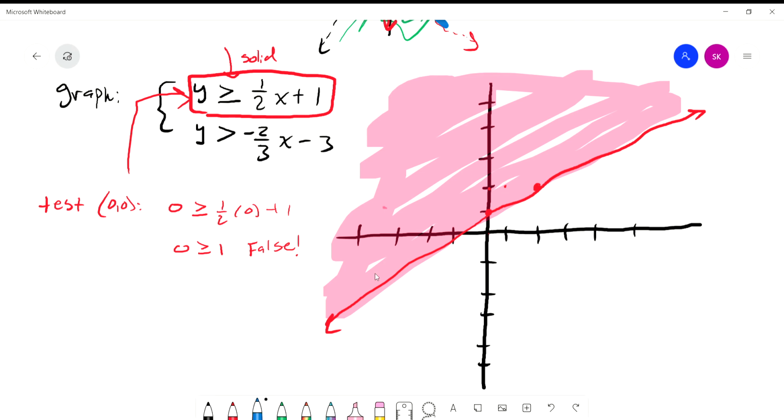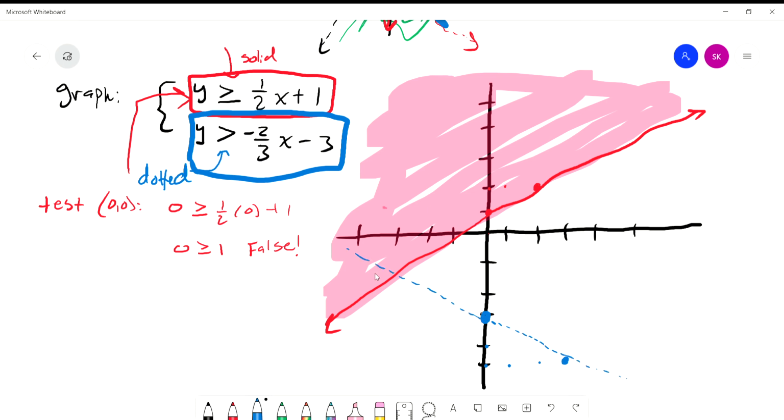Now I'm going to do the second one, this guy right here. And so it's in y equals mx plus b, so I don't have to do a whole lot here. I'm just going to go -1, 2, 3. There's my first. My slope is -2/3, so that's going down 1, 2, and over 1, 2, 3. This one is a dashed line or a dotted line, whichever you prefer, because it's a strict inequality. And so I should have a dotted line that goes like that and up like that.